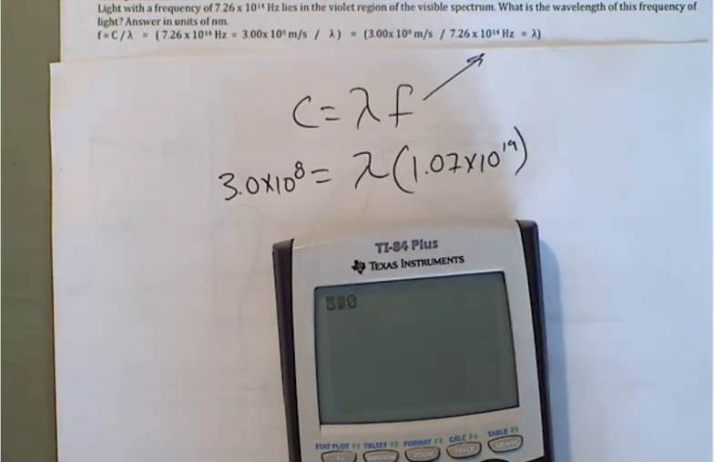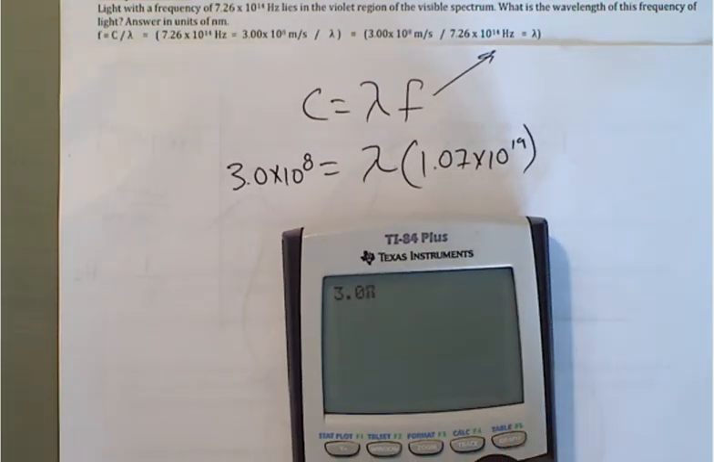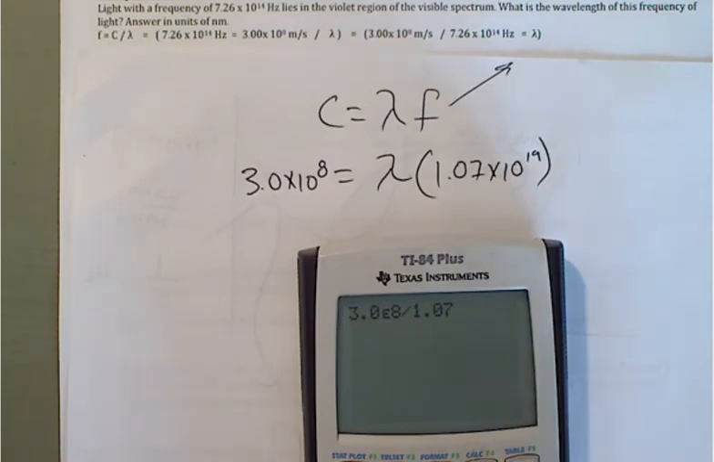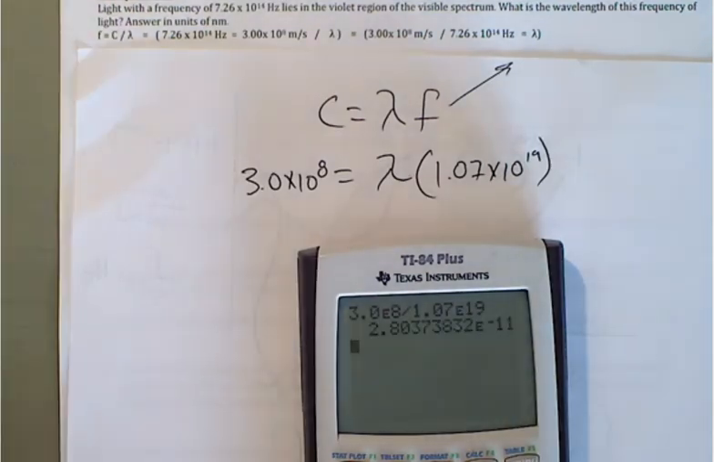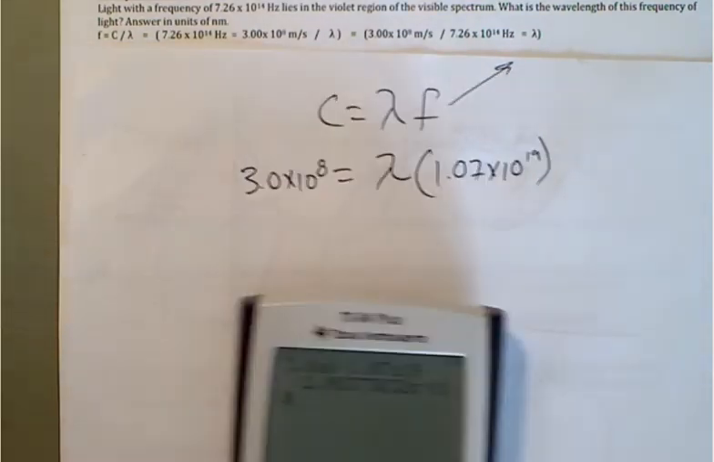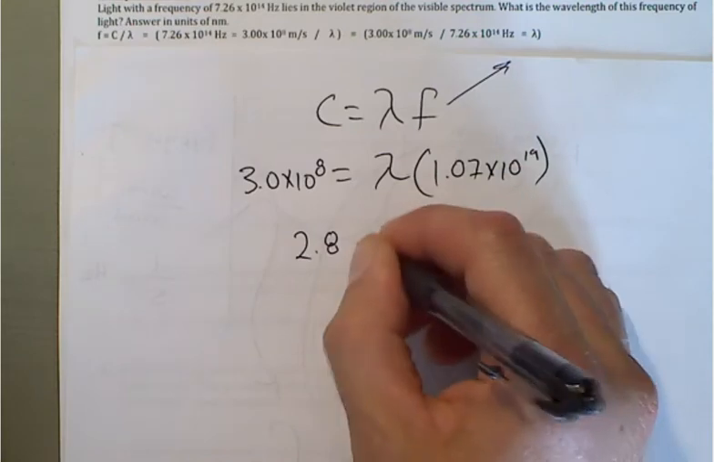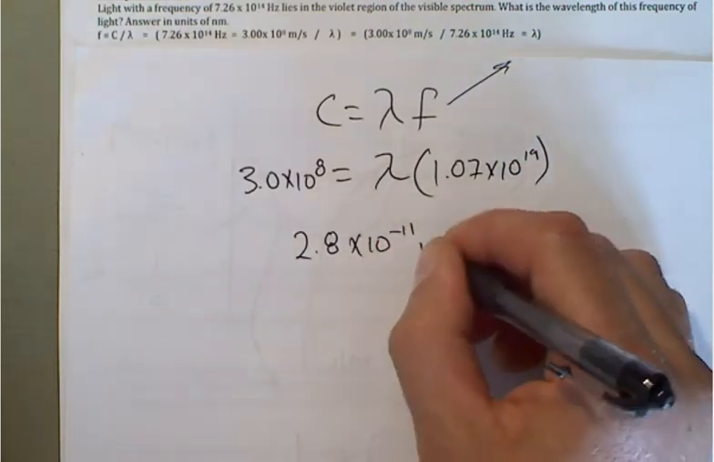So we're going to have 3.0. I'm just going to go second EE. That's going to give me my scientific notation. So that's 3.0 times 10 to the 8th. And then I'm going to go divided by, in order to isolate my wavelength right there, 1.07 times 10 to the 19th. Ba-boom. All right, there's my answer right there. It is 2.8 times 10 to the negative 11th, and that's meters.